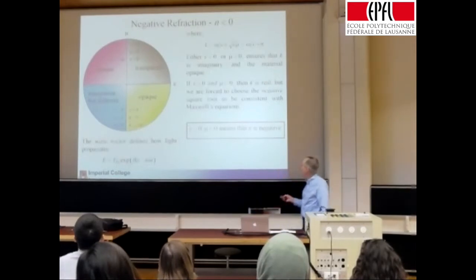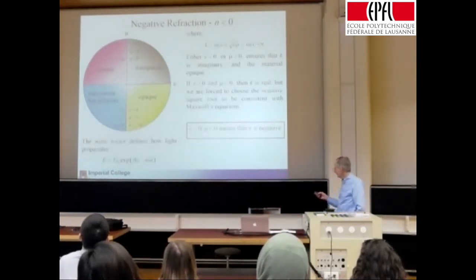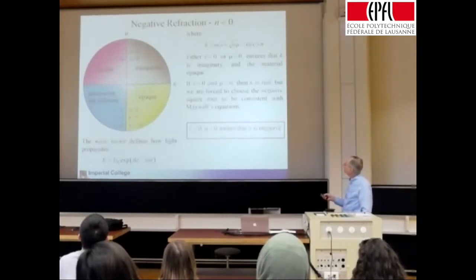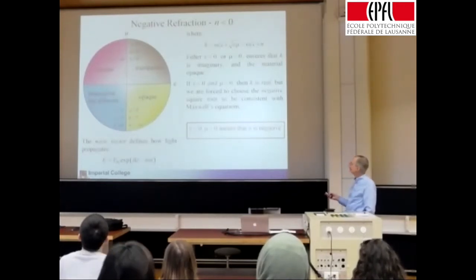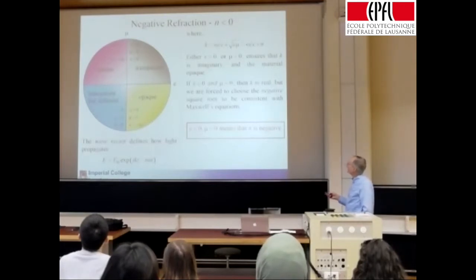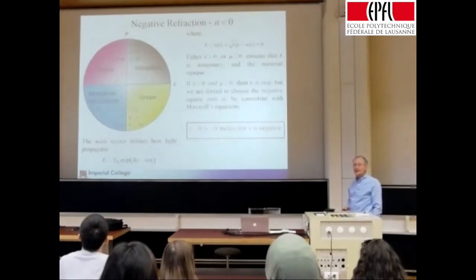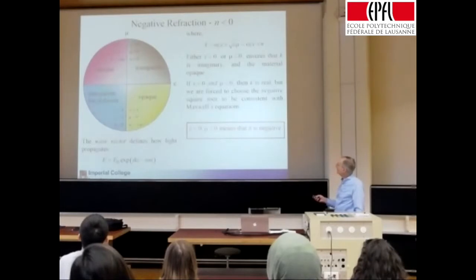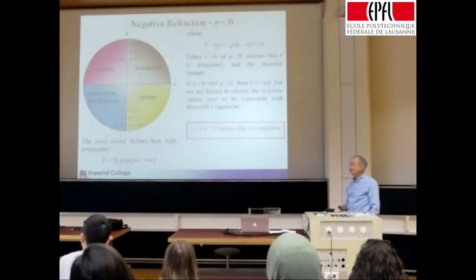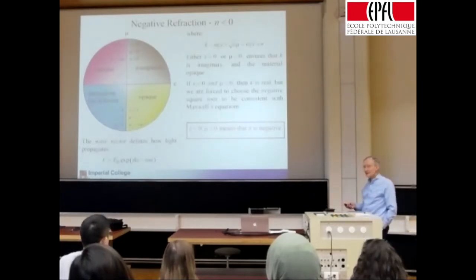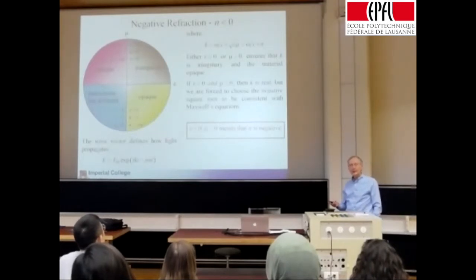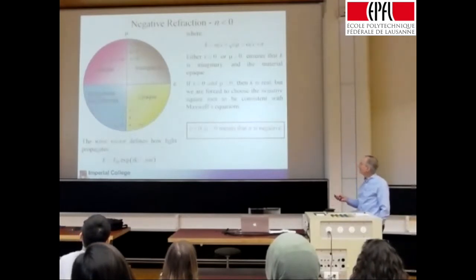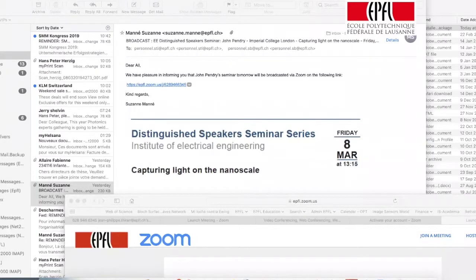So here's my favorite set of quadrants. This material here, when epsilon and mu are positive, that's glass and water and so on. If you make epsilon negative, as it is in metals like silver and gold, in all metals in fact, it results in an imaginary refractive index, because the refractive index is the square root of epsilon times mu. If one of them is negative, then the refractive index is imaginary, and that means it's opaque.